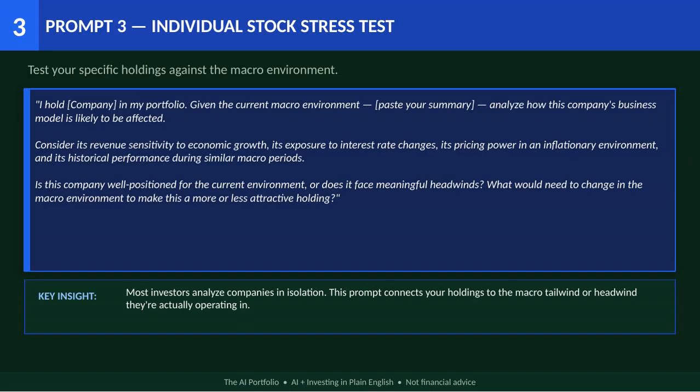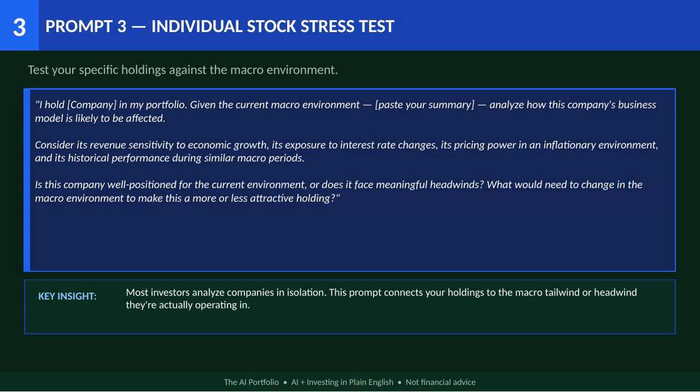Prompt 3 is the most actionable, testing your specific holdings against the macro environment. I hold company in my portfolio. Given the current macro environment, paste your summary. Analyze how this company's business model is likely to be affected. Consider its revenue sensitivity to economic growth, its exposure to interest rate changes, its pricing power in an inflationary environment, and its historical performance during similar macro periods.